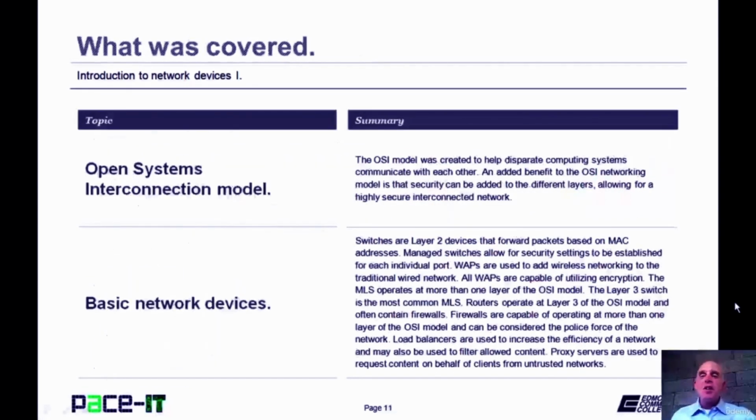That concludes this session on the Introduction to Network Devices Part 1. I talked about the open systems interconnection model, and then I had a brief discussion on some basic network devices.